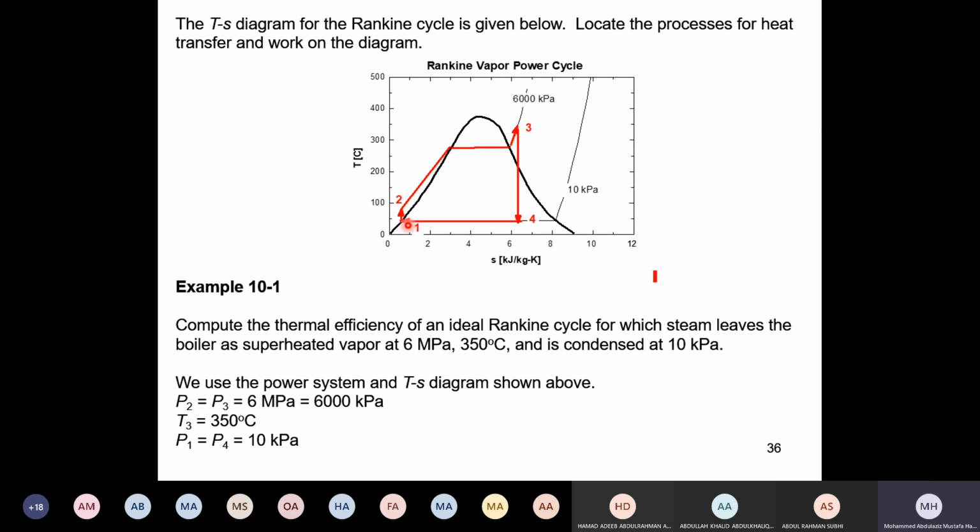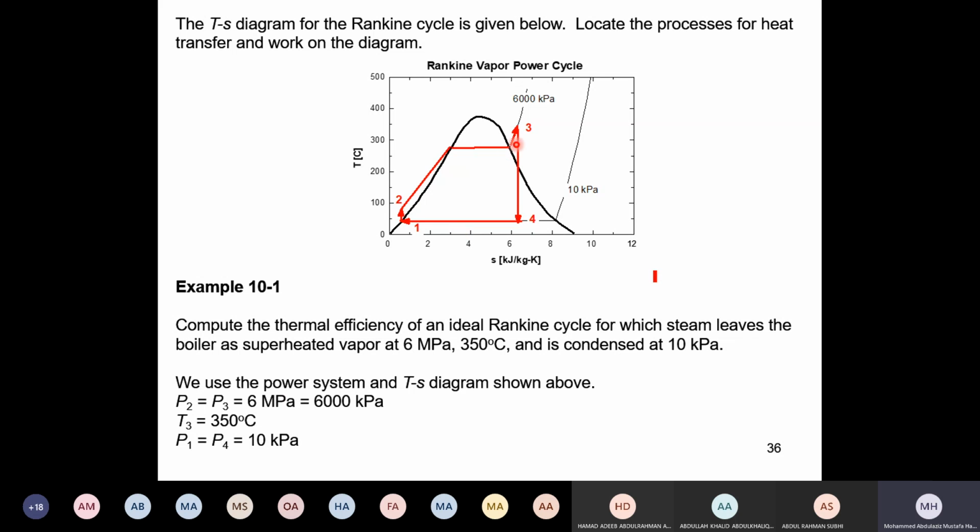So normally they give us pressure 1 and x1. The quality is 0 here. If it does not give me x, then I assume it is 0, because this is saturated liquid. So it gives me P1 and x1. Then it gives me the pressure of 3 and T3. So we need 4 pieces of data.